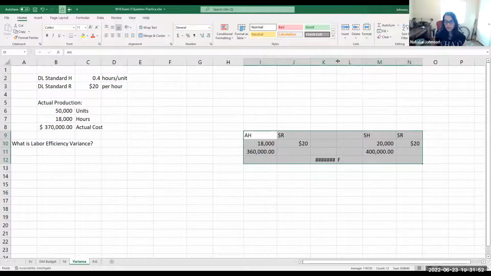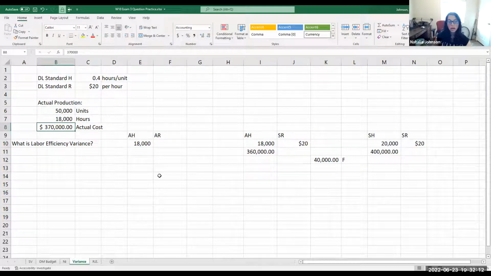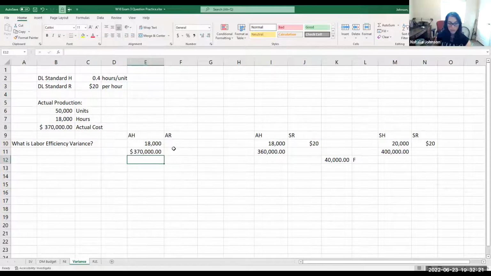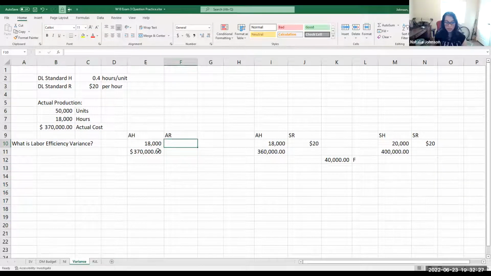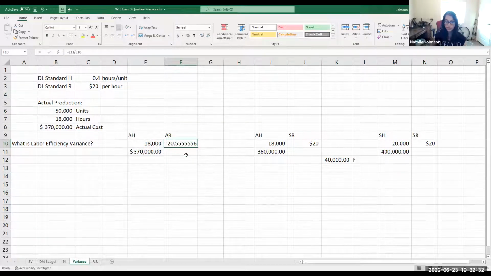Unless you needed the rate variance, which is the first column and the second column, then we do actual hours, actual rate. They gave you the actual hours of 18,000, but this 370,000 is the actual cost. When it says cost, it's already these totals right here. So this one. Okay, thank you. And if you need to find the actual rate, then you can divide this one and this one to get $20.55 per hour.